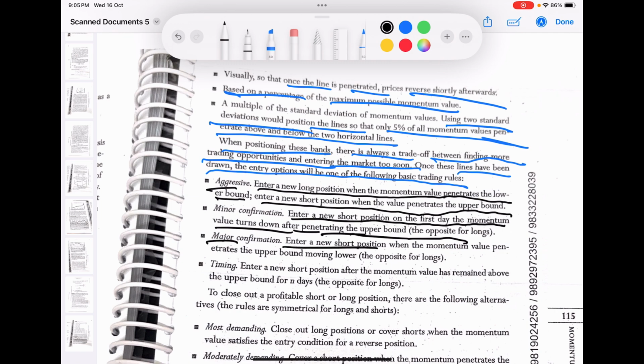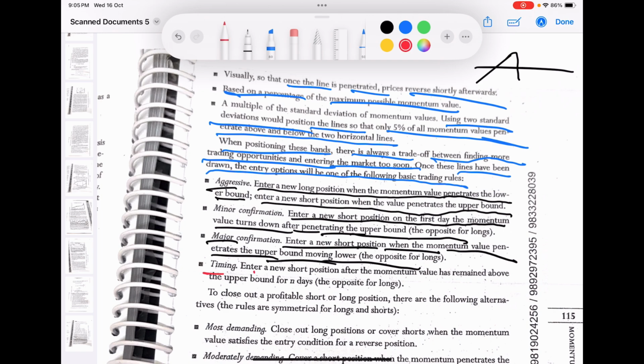Major confirmation, entering a new position when the momentum value penetrates the upper bound, moving lower. So this is what I discussed: you're not going to enter the moment the band is pierced. You're going to enter when it again pierces it down. So that is a major confirmation.